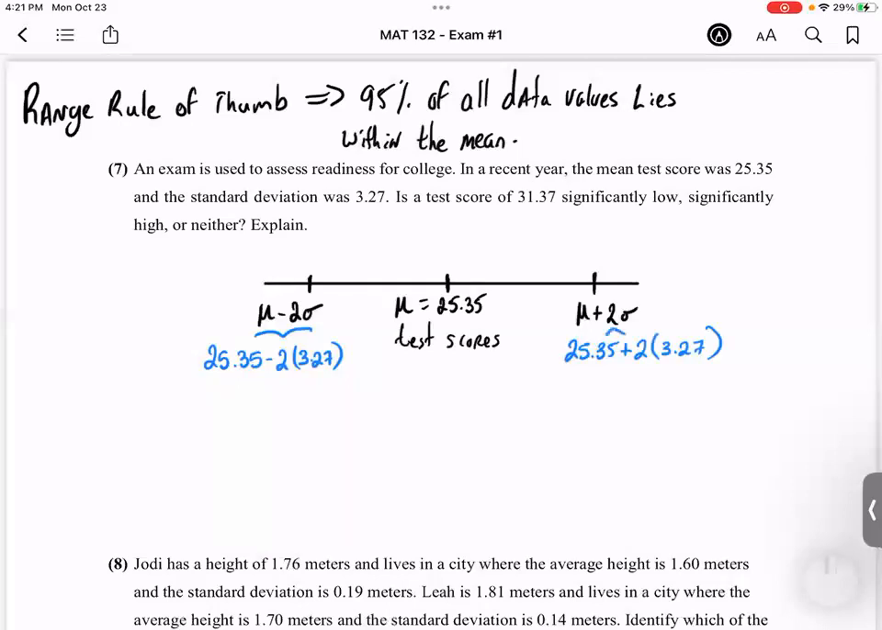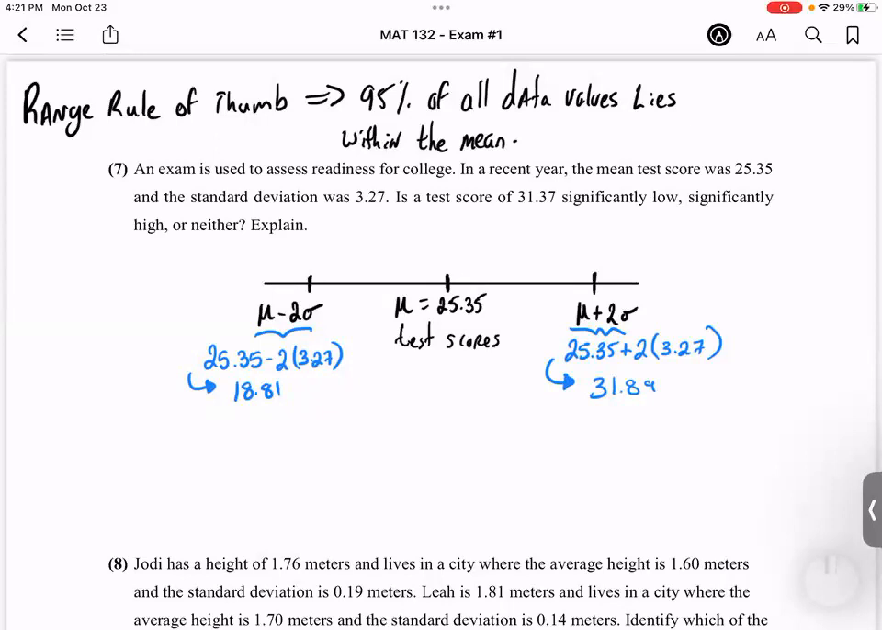If you have a calculator and you work this out, can somebody tell me what they get? Yeah, Nicole? Which one first? We could do the lower one first. 18.81. So this value turns out to be 18.81. And the upper bound? 31.89. Very good. So 95% of all the data values should be between 18.81 and 31.89.